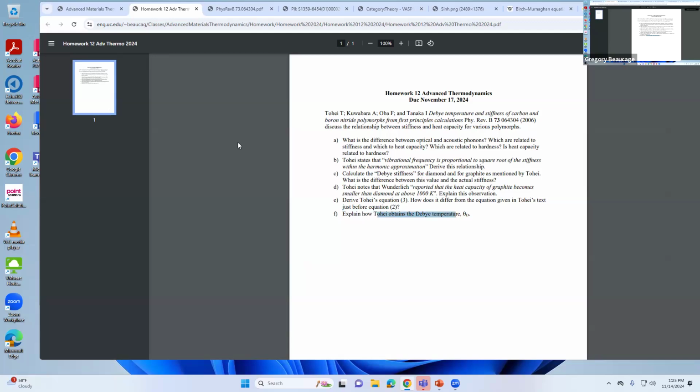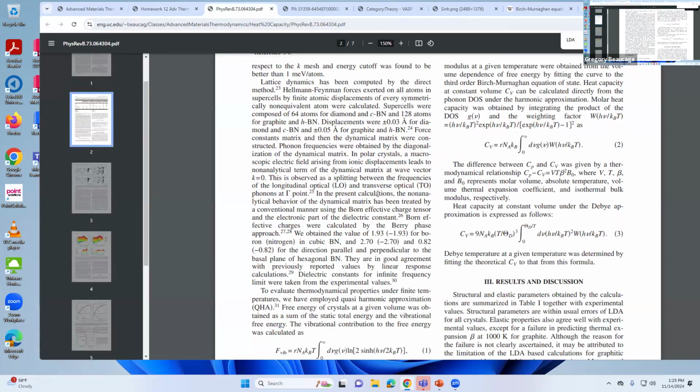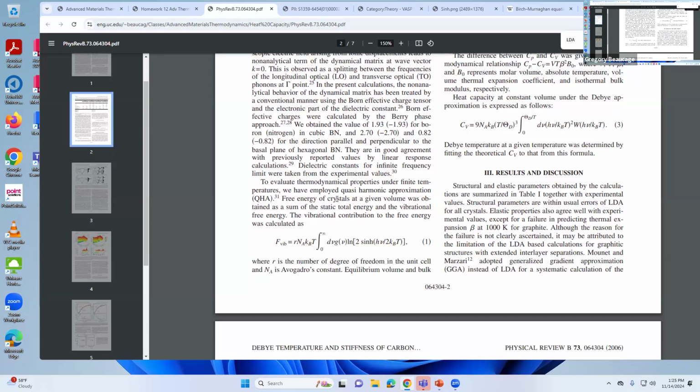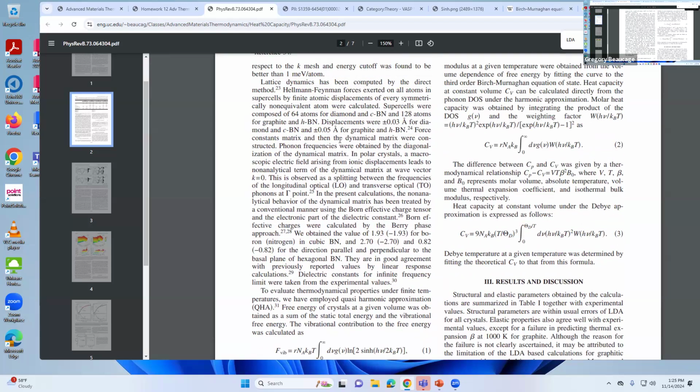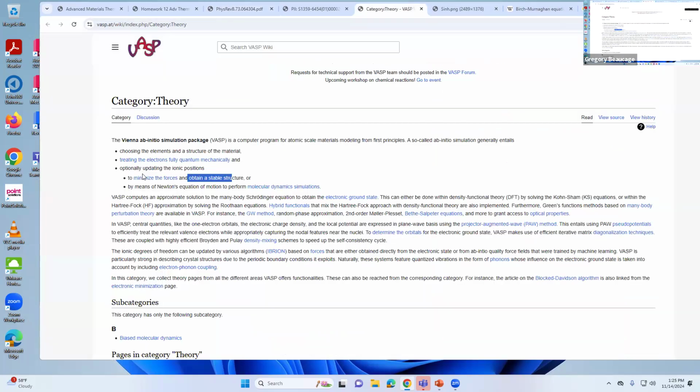And then, how did he obtain the Debye temperature? That's what I went through. You have to kind of start here and go through what he does, or even before. First he starts with the atoms. You can go to this vast plate. It says there's 3 steps.